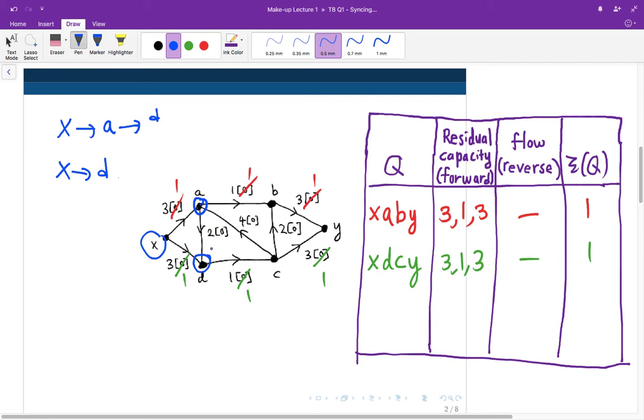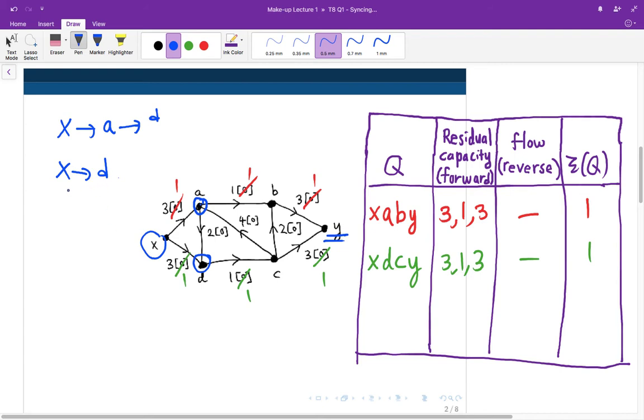Right, so this path is still unsaturated. Now, after coming to D, there's nowhere else we can go because the forward arc going to C from D has been saturated. So we'll be stuck at D and will not be able to reach the sink as we wish, and therefore there is no f-incrementing path. Do you follow me? Well, at least when we go from X to A in the beginning.